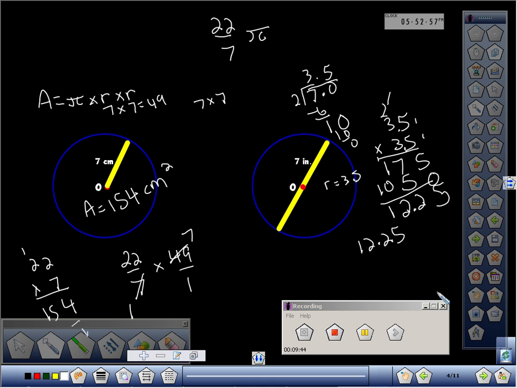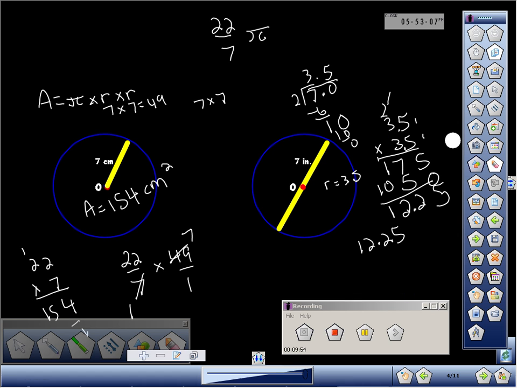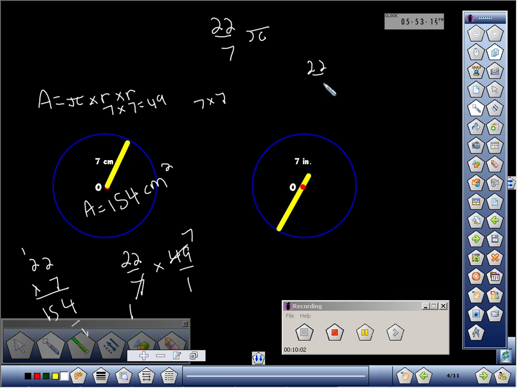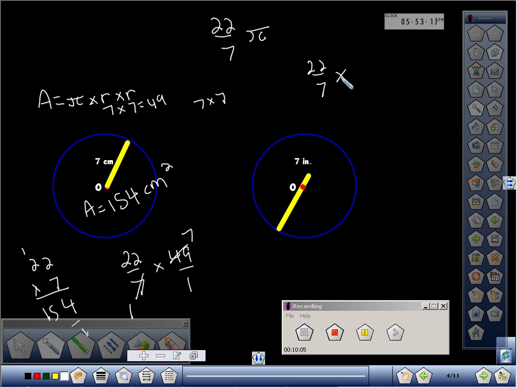But now we have to multiply that by pi. This is the fraction, 22/7. So let's make ourselves some room here. 12 and 25, I got to remember that. 12 and 25. We got 22 sevenths times 12.25. So I'm going to go 22 times 12.25 first.